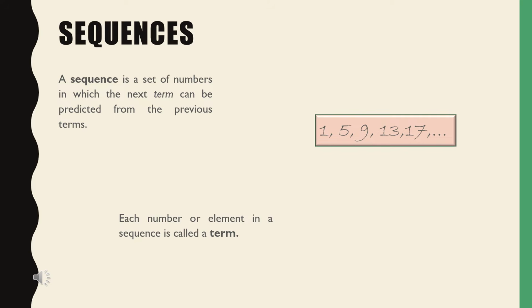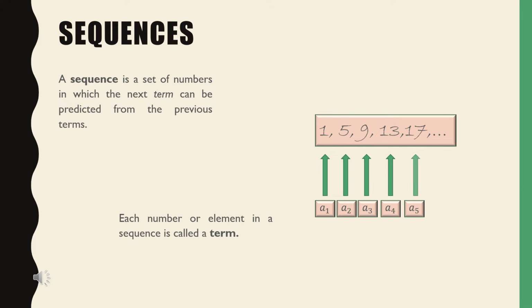Suppose we have the sequence 1, 5, 9, 13, and 17. There we have 5 terms because we have 5 elements, or 5 entries of numbers. The 1 is called the first term, or A1. The 5 is called the second term. 9 is the third term, 13 is the fourth term, and 17 is the fifth term.